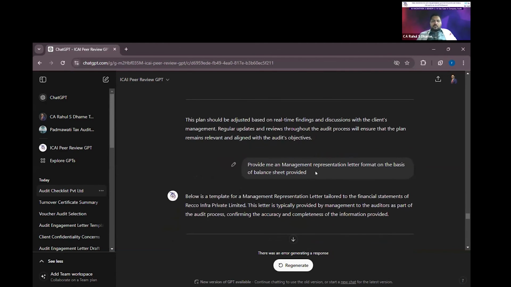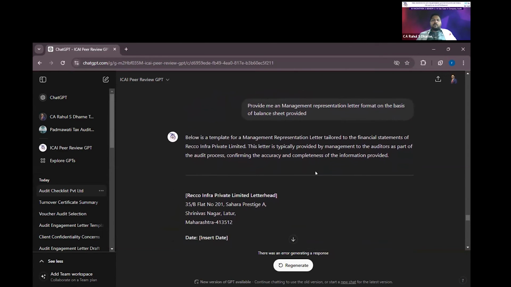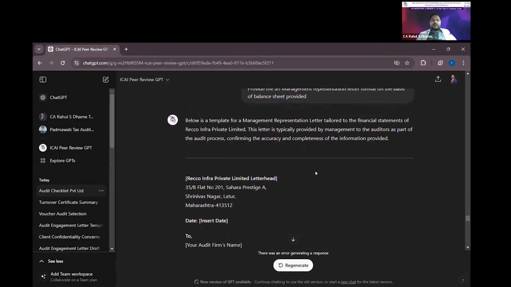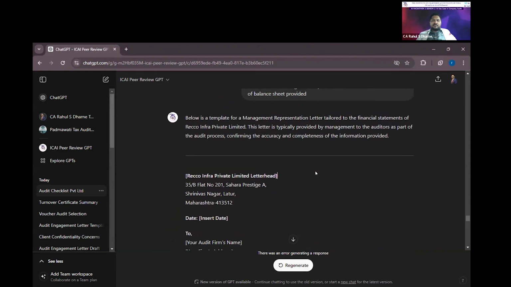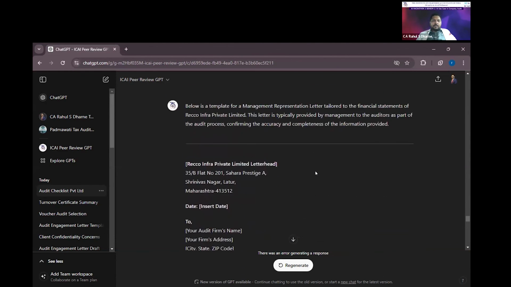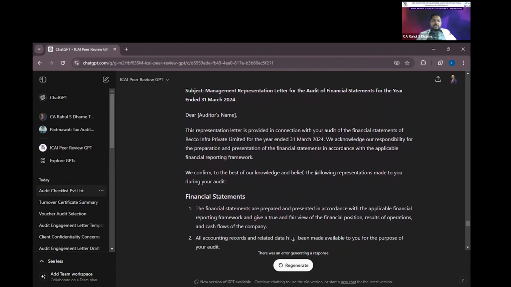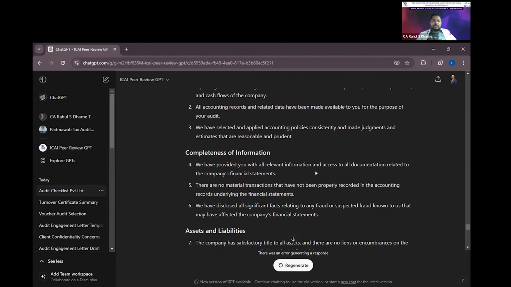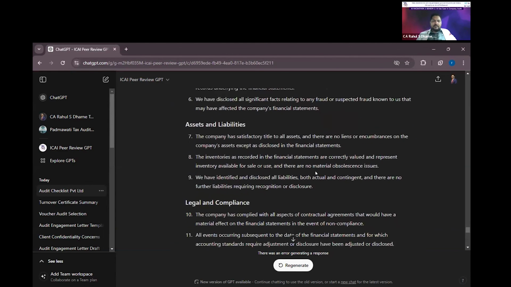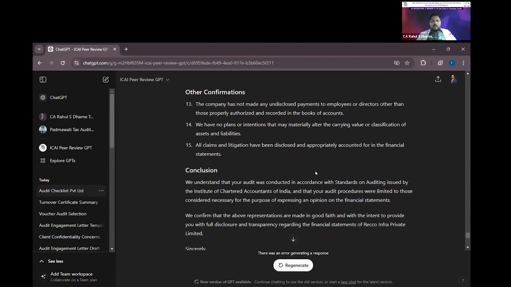Moving to the last prompt, we are asking GPT to prepare a management representation letter format on the basis of the balance sheet, and we are assuming that draft financials are provided here. Before signing the financials, we are getting this management representation from the management. So it has prepared a management representation letter on the basis of financials, and here is the content. It has given a management representation about financial statement, completeness of information, assets and liabilities, legal compliance, related party transactions, other confirmations, and conclusion.